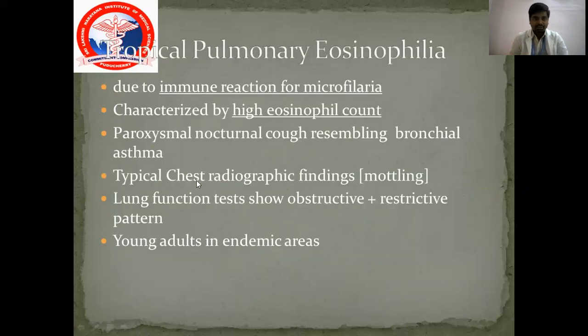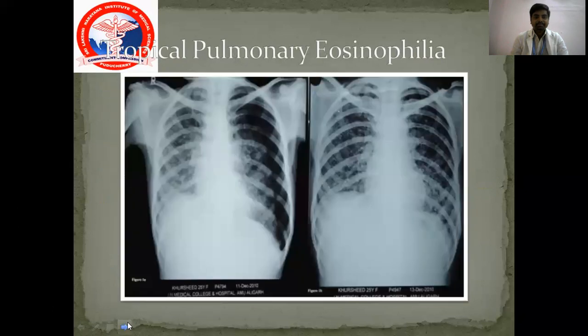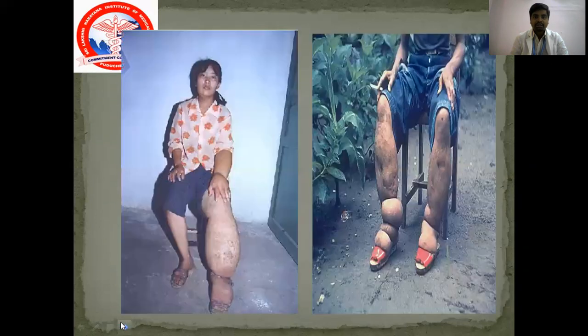Tropical pulmonary eosinophilia is due to an immune reaction to microfilariae, characterized by a high eosinophil count and a proximal nocturnal cough resembling bronchial asthma, with typical chest radiographic findings. Lung function tests show an obstructive and restrictive pattern in adults in endemic areas. So you can see this is a normal one, and you can see the white patches where the pulmonary edema is exposed.